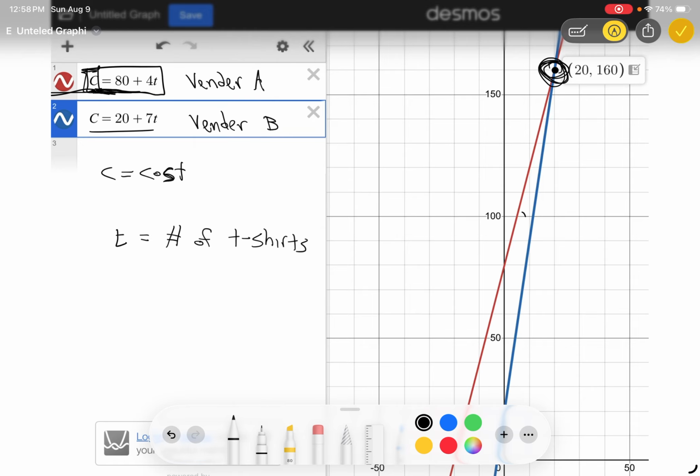And so when I initially look at the first equation from vendor A, that says C equals 80 plus 4t, well, 80 represents a static number. It's a total amount that you have to pay just for buying from that vendor. So what the first equation is saying is you have to pay $80 just to talk to this vendor, just to get out the door, and then $4 extra for every shirt that you purchase from them.